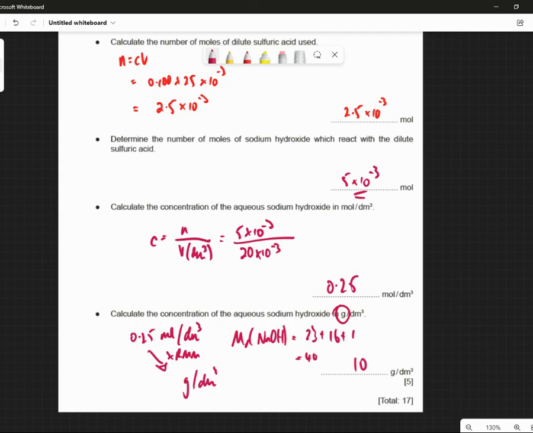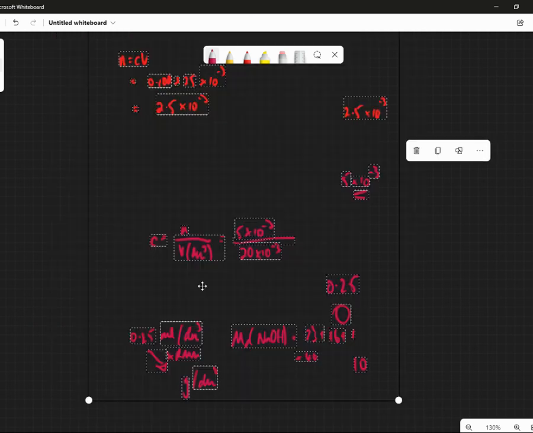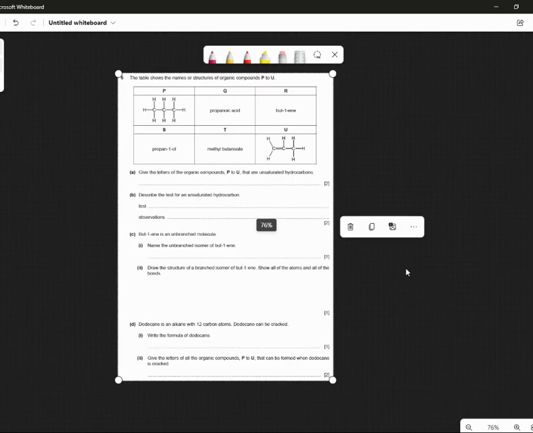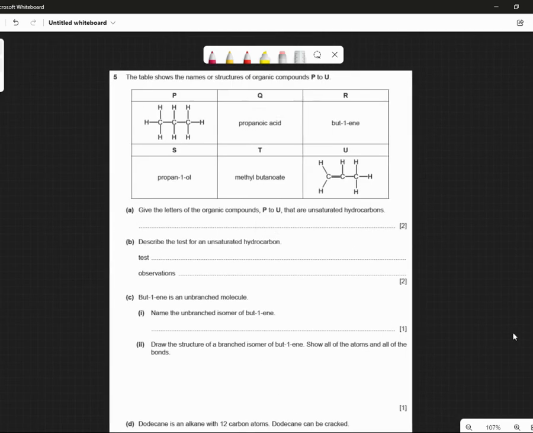Now we're looking at the organic, I think. Number 5. Get rid of this, paste this, make it big. Okay, the table shows the names and structures of compounds P to U. Give the letters of the organic compounds P to U that are unsaturated hydrocarbons.